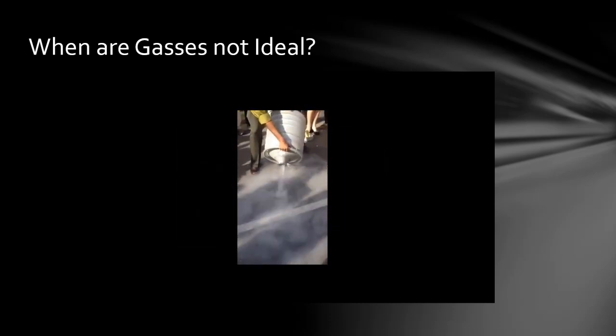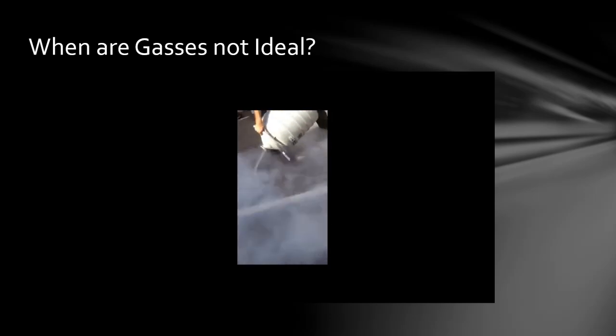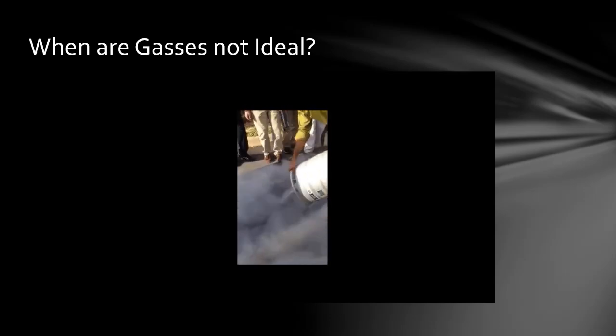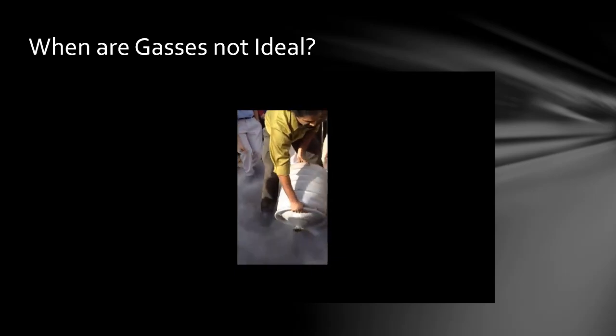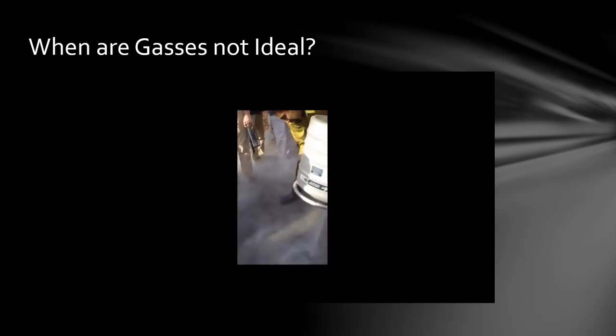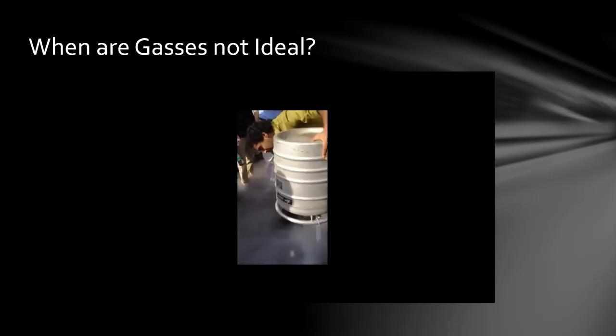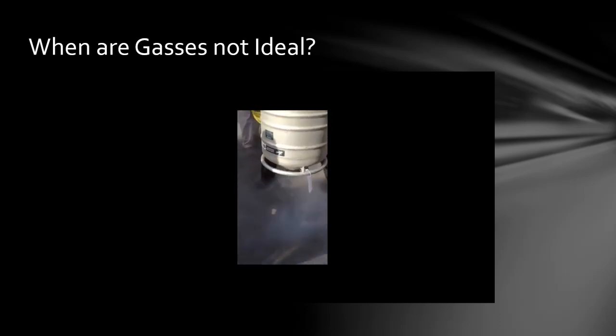In this second video, we see nitrogen that has been cooled until it reaches its liquid state. Because of its temperature, there are now forces that act between the molecules. This creates a point where the gas is no longer ideal. But for temperatures higher than its freezing point, nitrogen acts like an ideal gas.